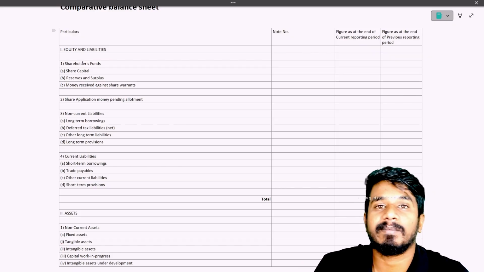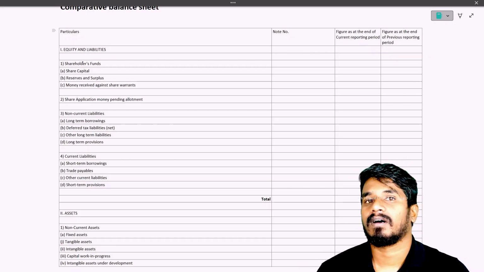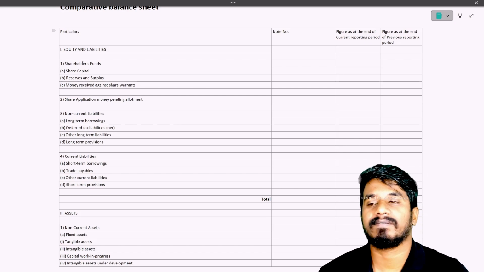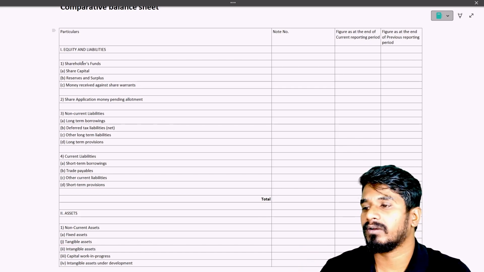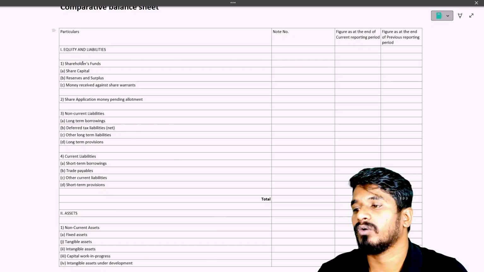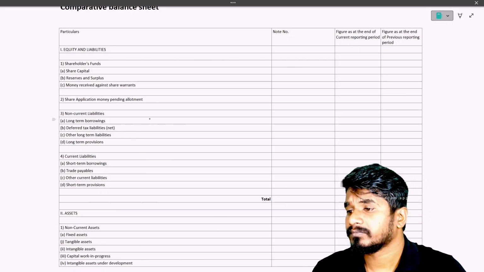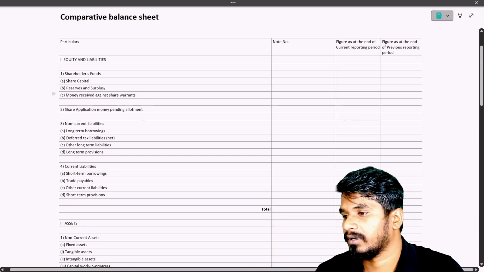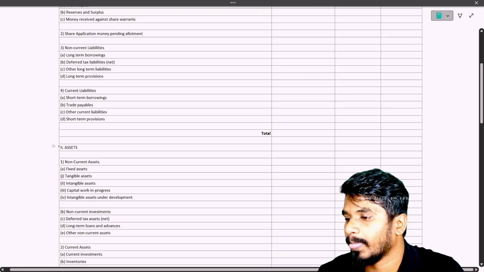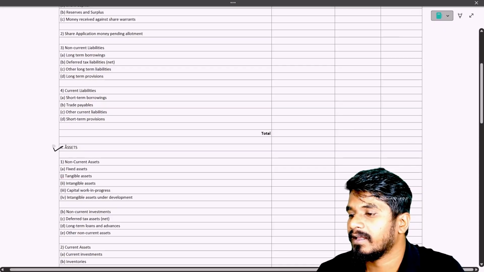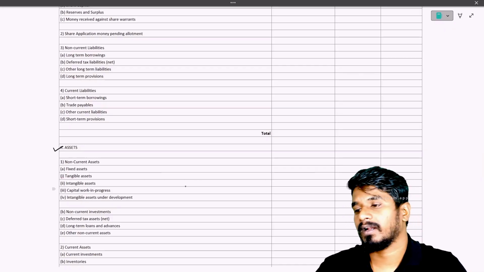But you need to remember this format for the examination, because in the examination they won't give this format. They'll list out the items. You need to find out under what heading each will come. So let us see this once. This is equity and liability first, the top heading, and second is assets.